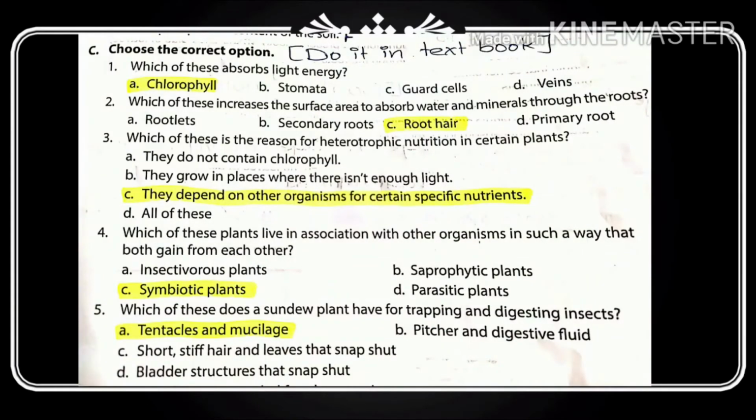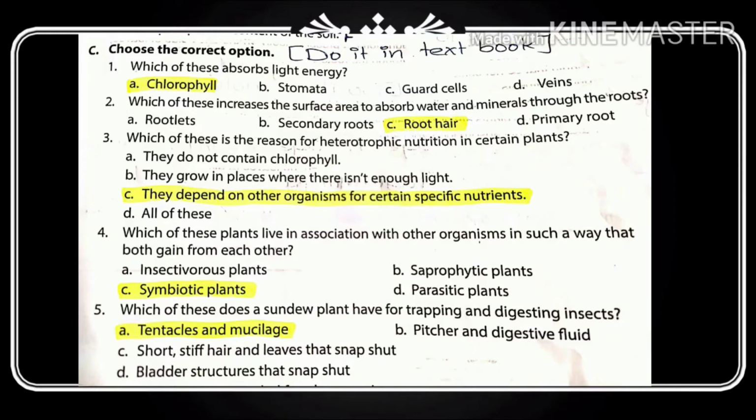Then C. Choose the correct option, that is MCQs. These also you will write it down in textbook. The first is which of these absorbs light energy? Here 4 options are given. First is chlorophyll, then stomata, guard cells and vein. So which will absorb the light energy? This thing we discussed in conditions required for the photosynthesis. That a green pigment absorbs light energy. So can you recall the name of green pigment?